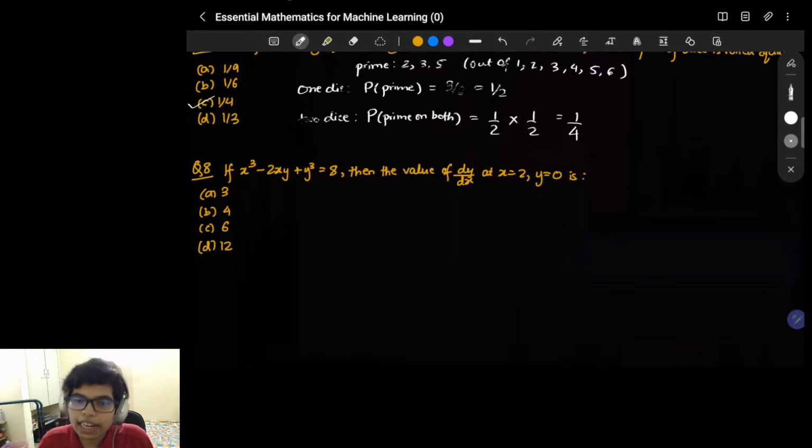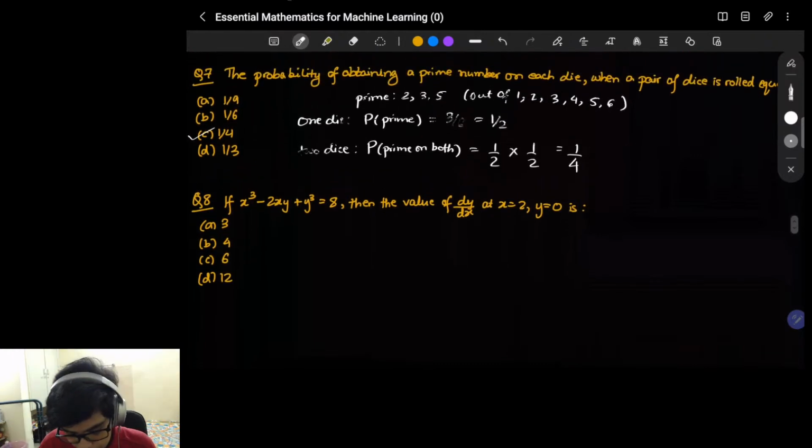Or if you want to do it in a different way, you can actually list down, there will be 36 possible outcomes. You can list down those outcomes. So now you have two dice, so you can have first die 1, second die 1, first die 1, second die 2, like this. Like this you will go.